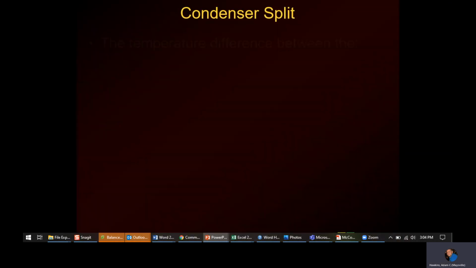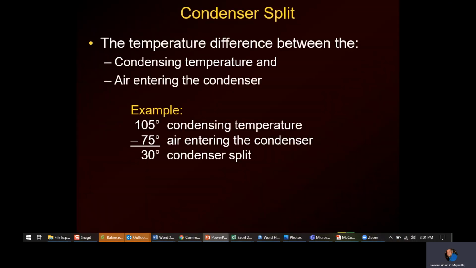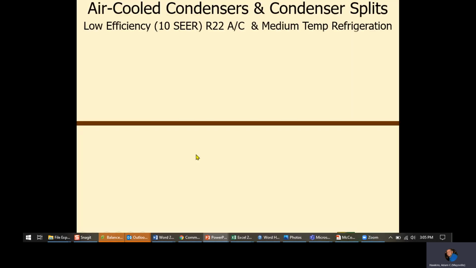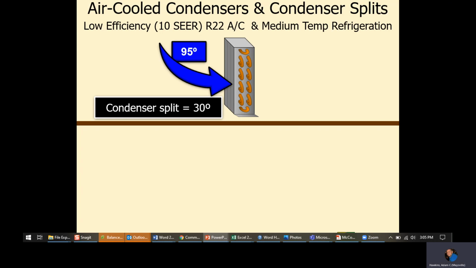All right, so condenser split. This is the difference between the condensing temp and the air entering the condenser, or outside ambient. So this is your outdoor plus 20 that we kind of operate under. This slide's a little old in that it operates under a 30-degree split. So anything that's low efficiency, which would be 10 SEER and below, there are still some of those out there. Don't be surprised if you see a 30 to 35 degree condenser split.